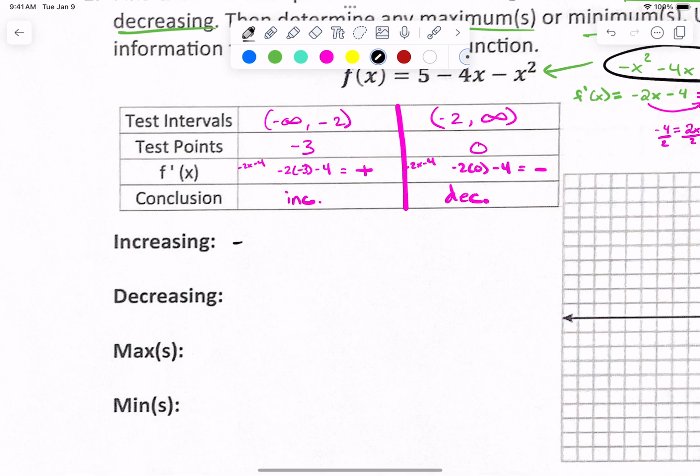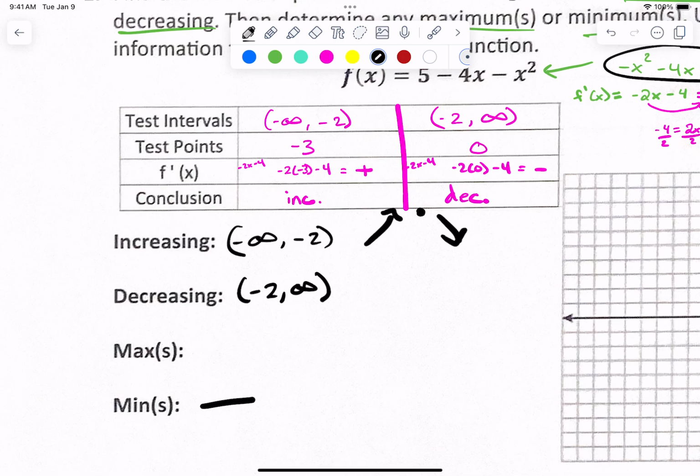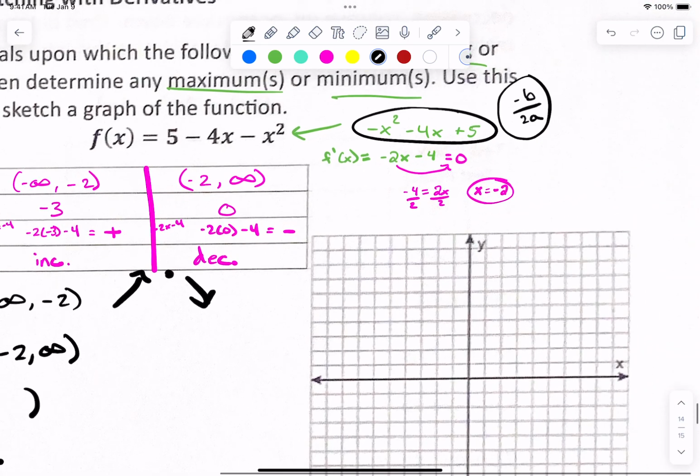It is increasing from negative infinity to negative 2, and decreasing from negative 2 to infinity. If it's increasing and then decreasing, it has a maximum but no minimum. Where is the maximum located? Negative 2 comma something. How do we figure out the something? Plug it in.